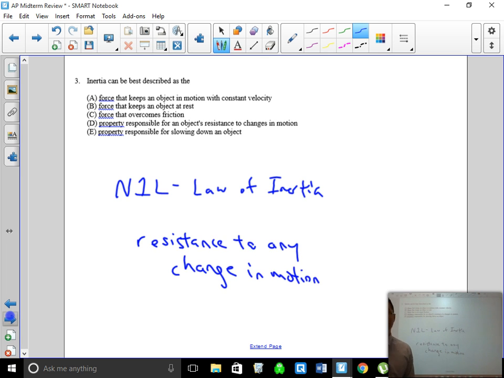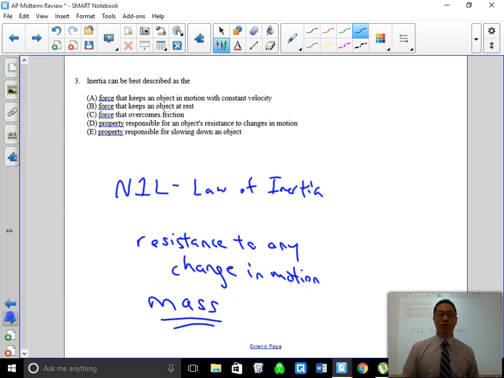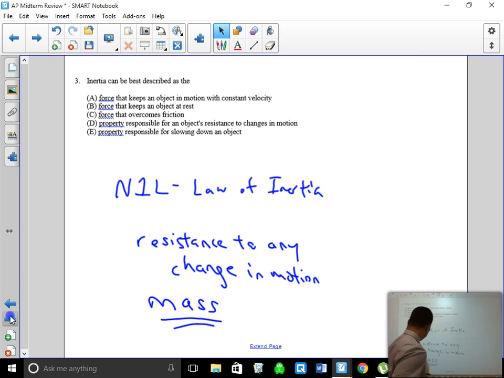And of course, that resistance to any change in motion ultimately is dependent on the amount of mass that it has. So whether you're in outer space away from any sort of gravity, even if you're completely free of a gravitational field, you still have mass, you still have inertia. That's why if an astronaut were to push on a spaceship in outer space, he wouldn't really be able to push the spaceship that much, because it's so massive and has a great resistance to any change in motion.